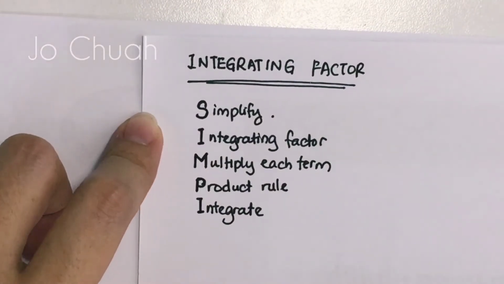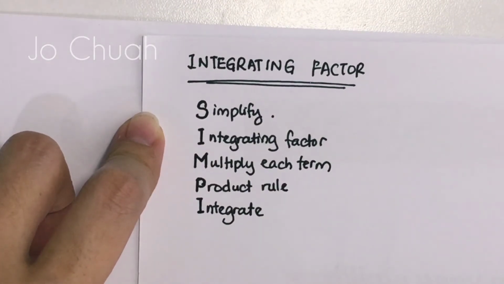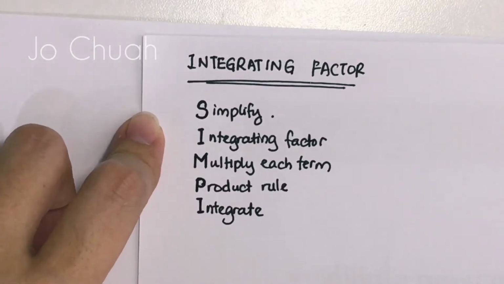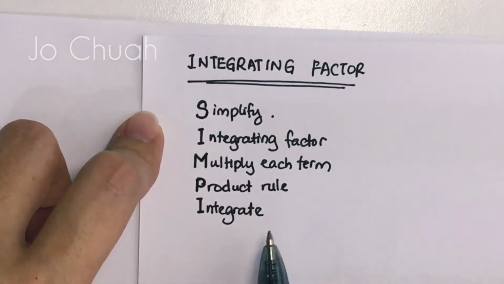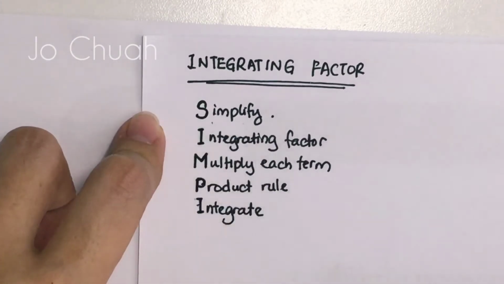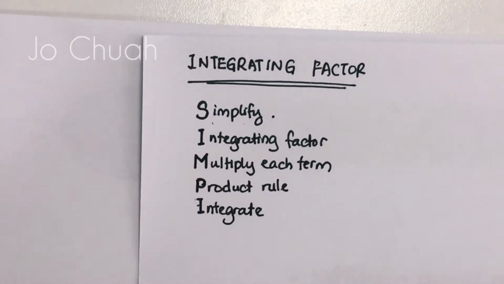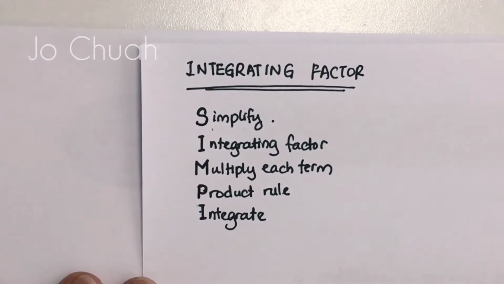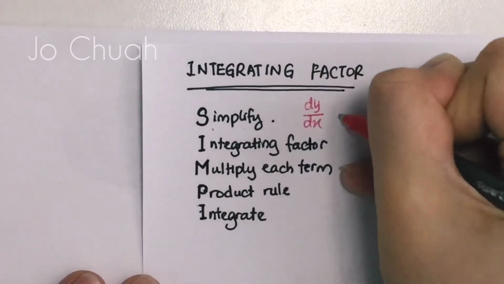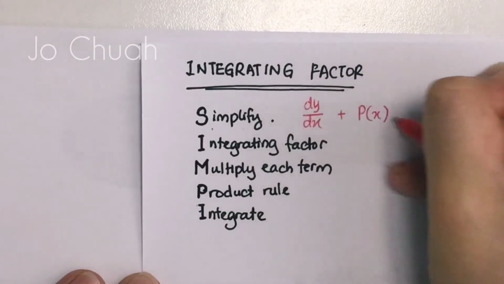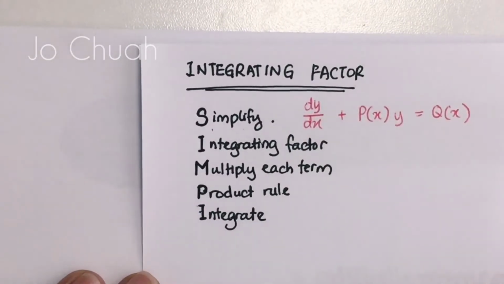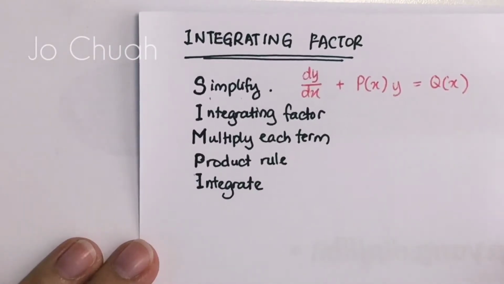Hi, so we're going to talk about the second subtopic, which is integrating factor. For integrating factor, we have summarized it into 5 simple steps, which is called SIMP. S stands for simplify. So whenever, before you start the question, you need to simplify them into this form. Alright, so when you simplify to this form, then only you can proceed further.